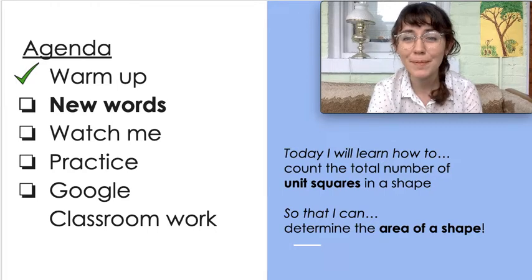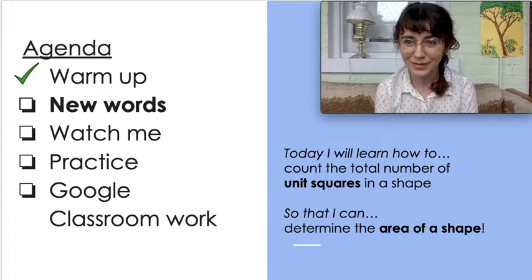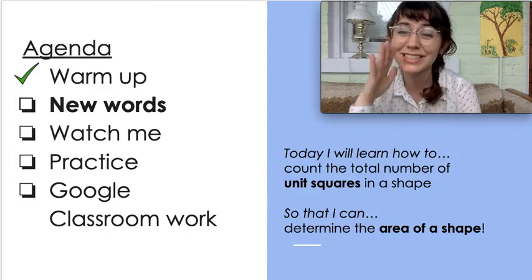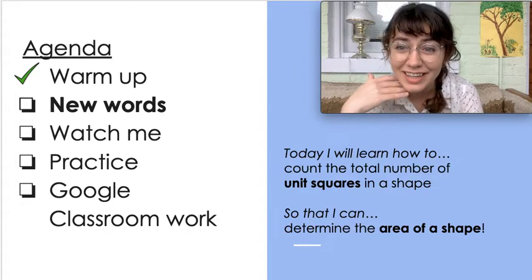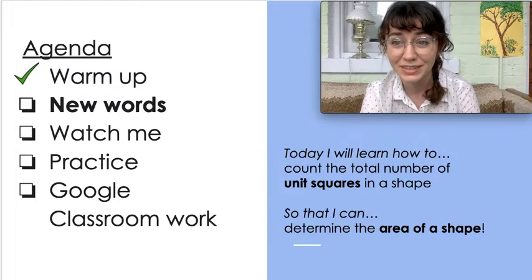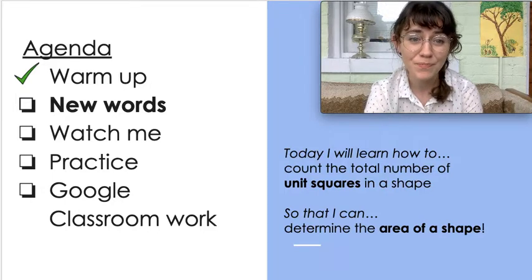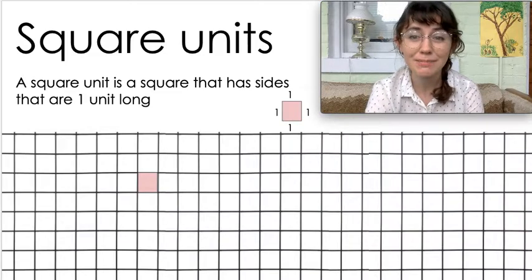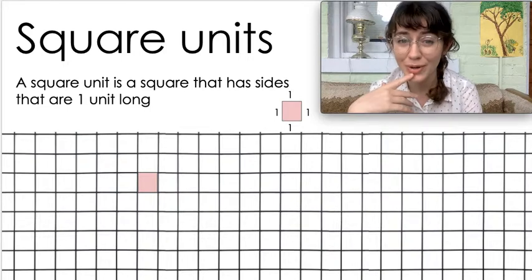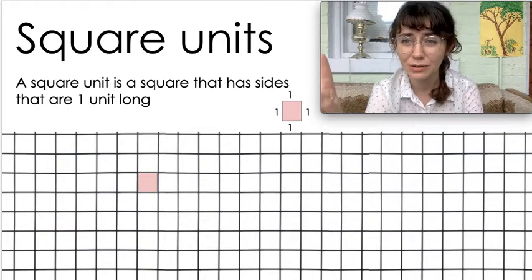So we just did our warm-up, and now it's time for me to teach you some new words. I am so excited for you to learn this. A little secret is that usually Kipsters don't even learn what area is in this kind of way until 3rd grade. So you're doing some really exciting stuff today. The first word I'm going to teach you is something called a square unit. Say square unit. A square unit is a square that has sides that are 1 unit long.